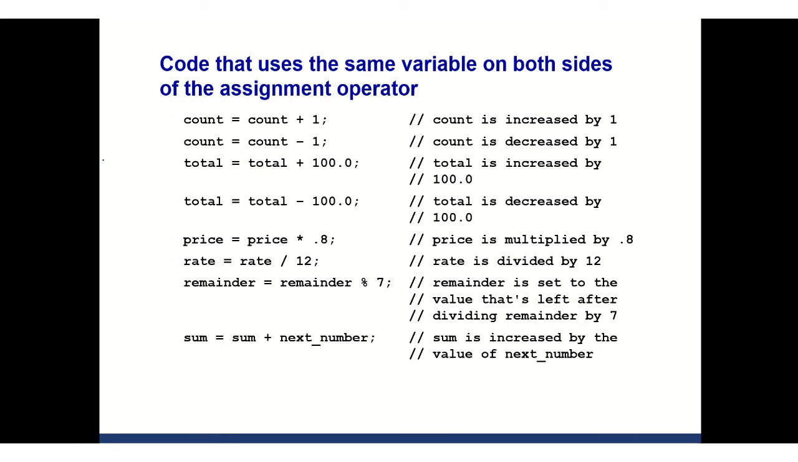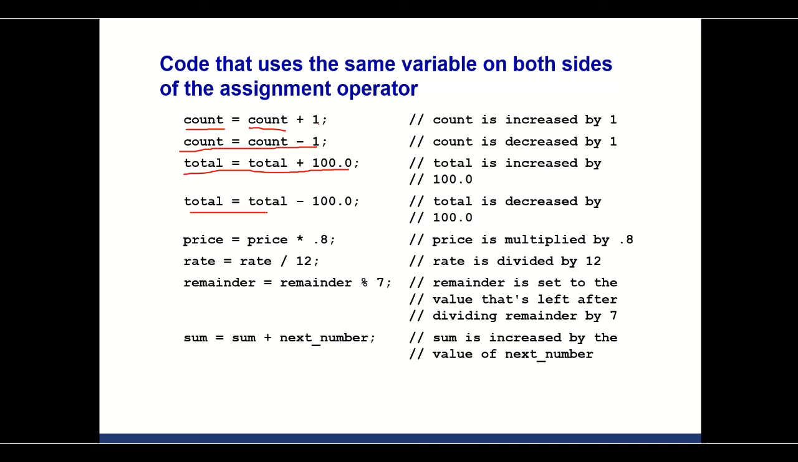So you can see here, in this case, this is the variable count. Let's say it's an integer. This count is increased by 1. Here, the same variable count is decreased by 1. Here, the total, another variable, a decimal or float variable, is increased by 100, and in this case total is decreased by 100. And then you have price equals price times 0.8, that means price is multiplied by 0.8. The rate equals rate divided by 12, that means rate is divided by 12.